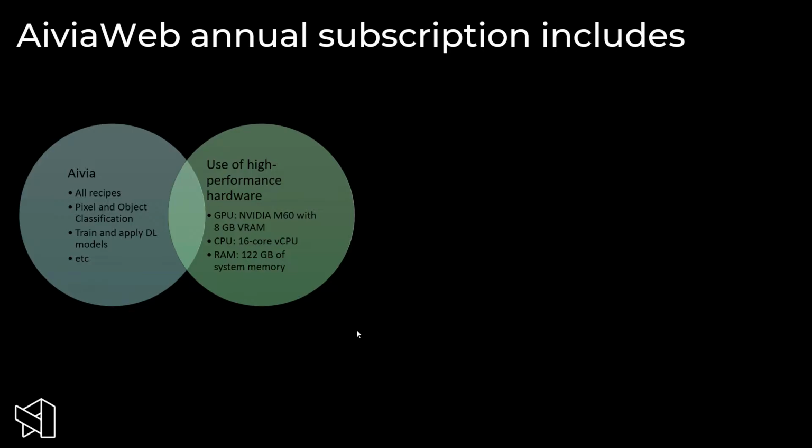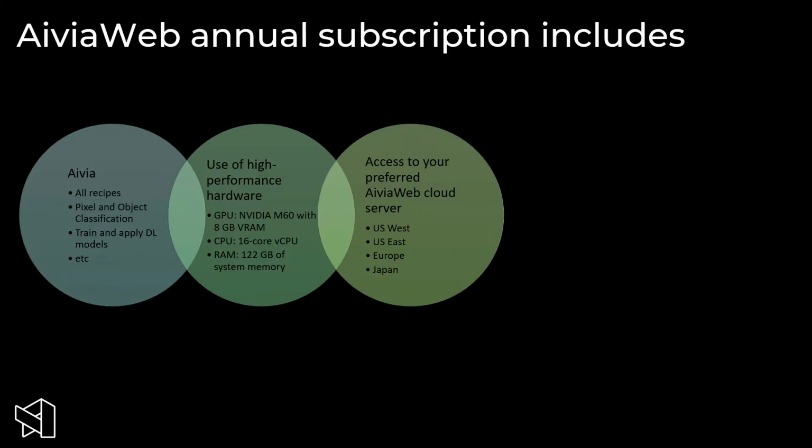You're always going to be using this kind of setup. So it's a high performance piece of hardware that you can see here. It's a very good NVIDIA graphics card, 16 core CPU, and plenty of RAM, 122 gigabytes of RAM, which should be sufficient for almost every possible application.